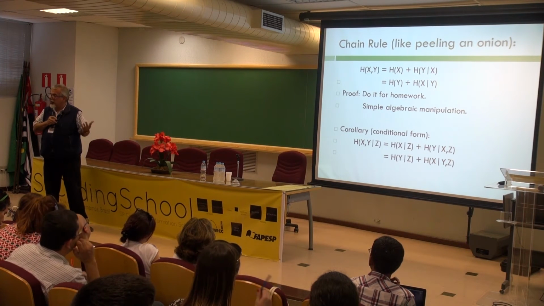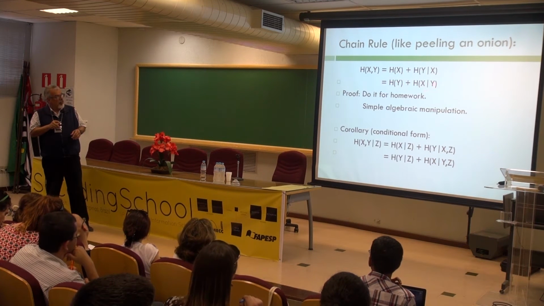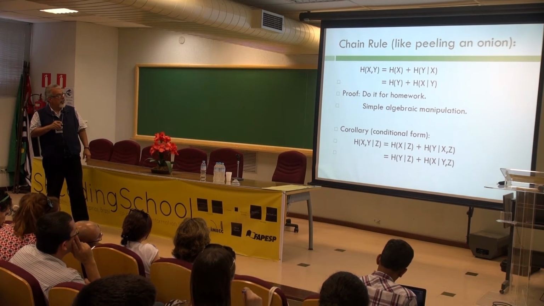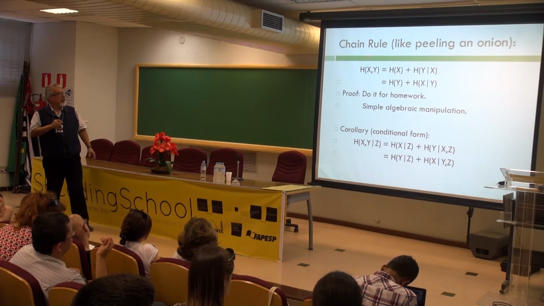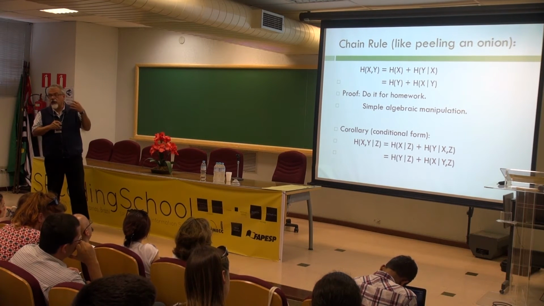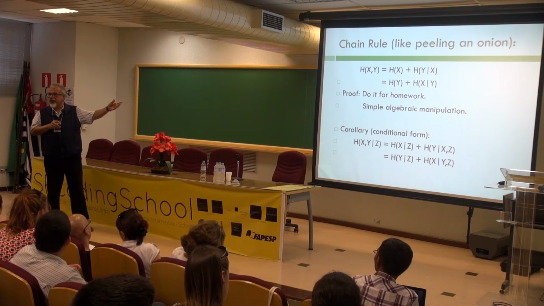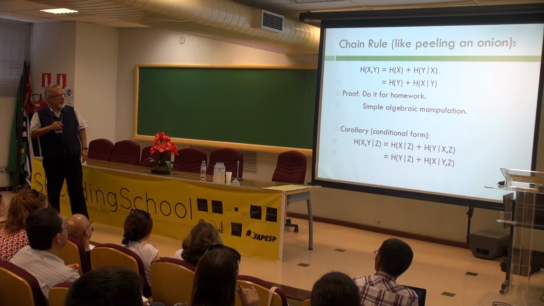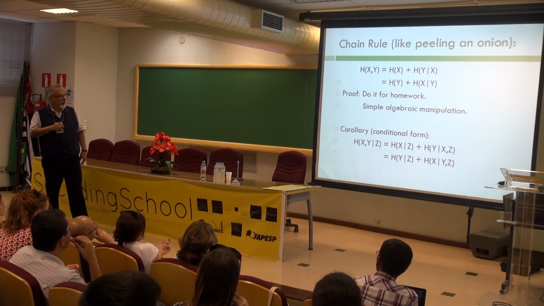Or you can peel it the other way. You can write it as the entropy of y plus the entropy of x once you already know y. Okay, so these two things are expressions for the joint entropy, and they are essentially the chain rule. Many of the problems that we have in homeworks and everything is essentially an application of the chain rule that gives you the solution. And my suggestion is that you do it for homework. The proof of this is very simple. It's simple algebraic manipulation on the expressions that we've seen before.